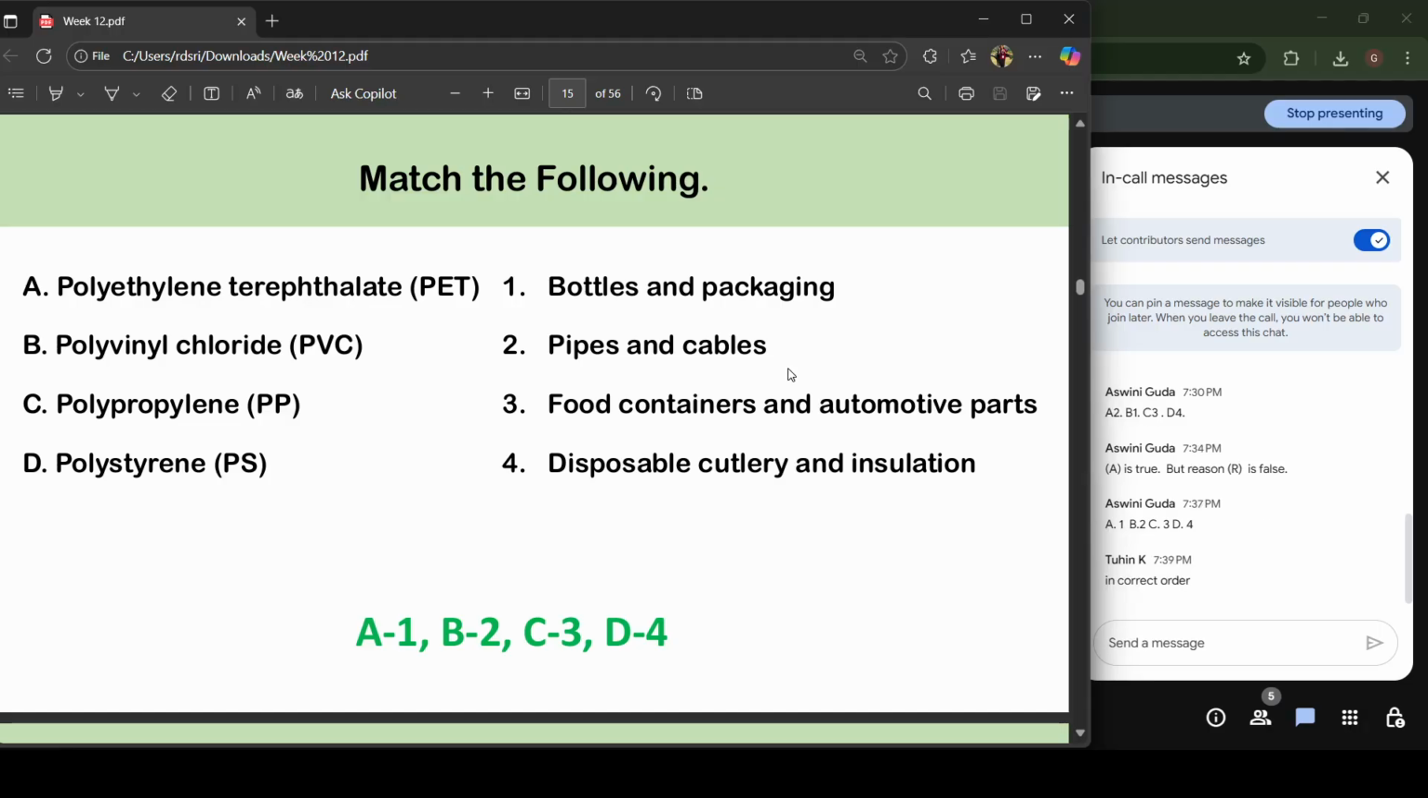Exactly matching. So we know PET bottles, we have all this packed juices and all. PVC pipes and polypropylene, we use it for food containers and automotive parts. And polystyrene, we use it for disposable cutlery and for insulating products. Right.